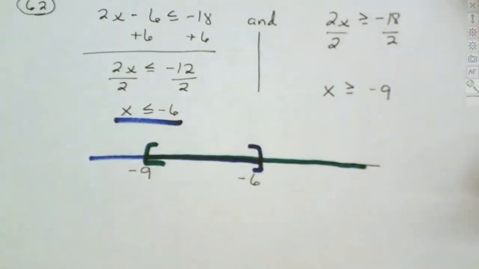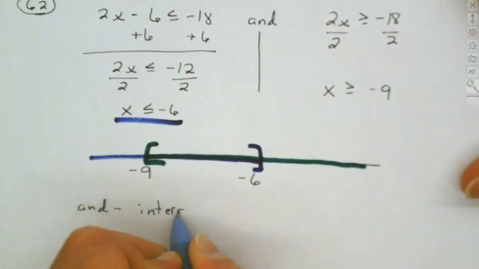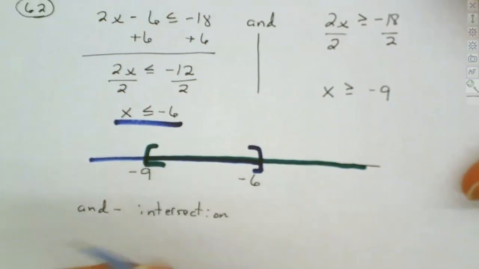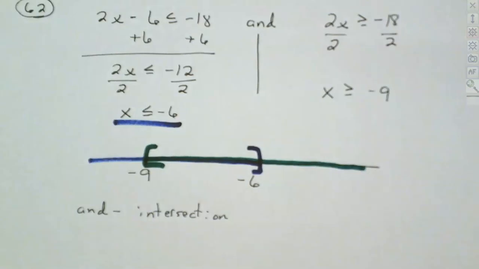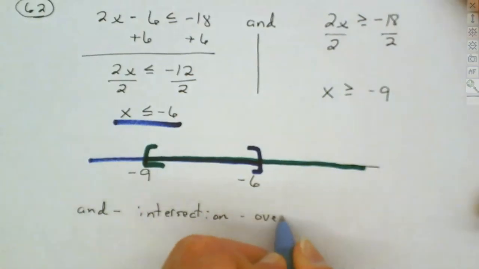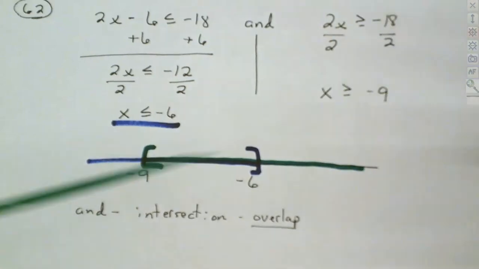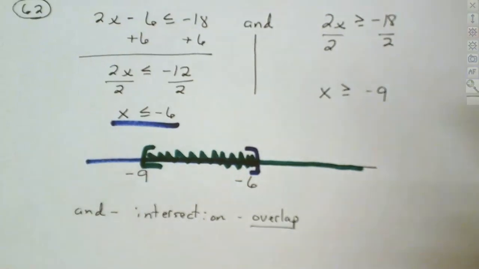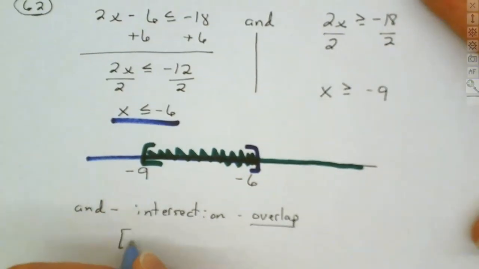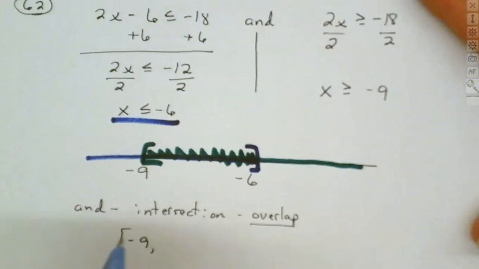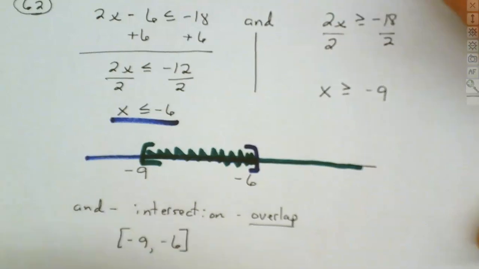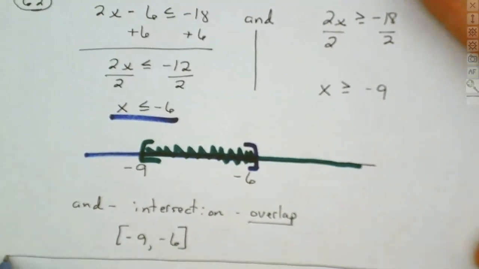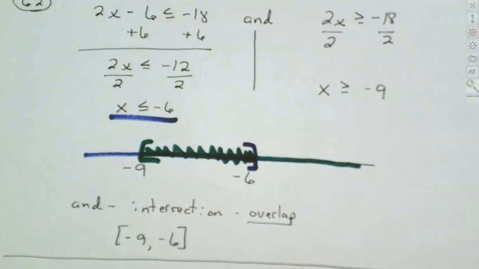An and. And what does and mean? And means intersection, and that means where they overlap, what they have in common. And what do they have in common? Where they overlap at? They overlap right here in the middle. So what would that look like now in interval notation? Well, that would be negative 9 with the square bracket, comma, negative 6, also with what? Also with the square bracket. So is everyone okay with how we did that?